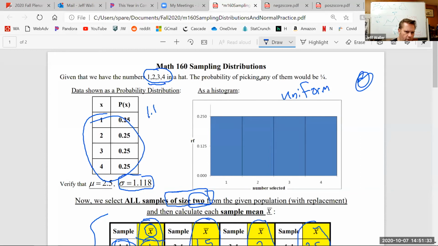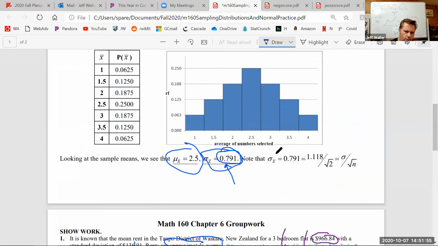What is 1.118 divided by the square root of 2? My sample size was 2. Can somebody do that? What's 1.118 divided by the square root of 2? 0.7905, which is exactly what we got for the standard deviation for all groups of size 2. And that's exactly what I point out over here.